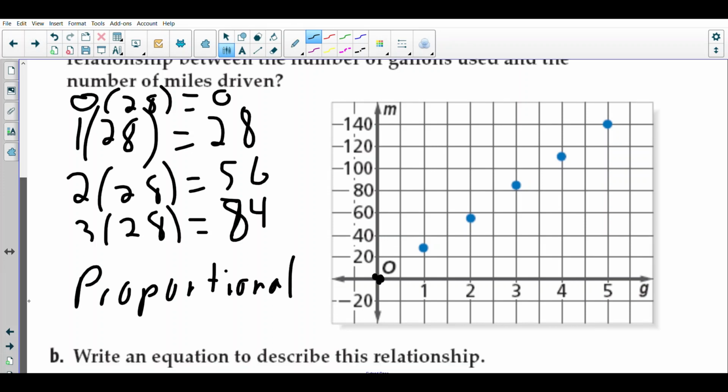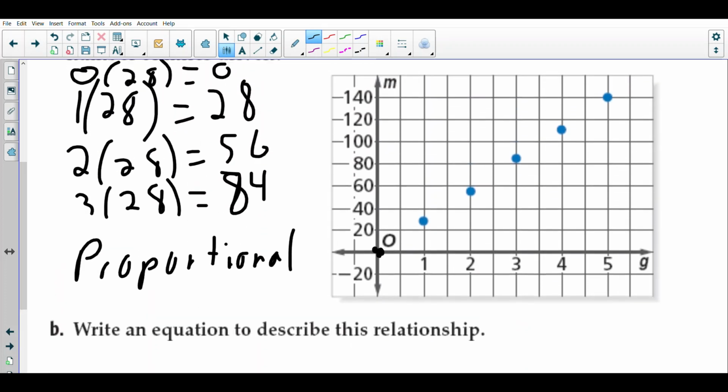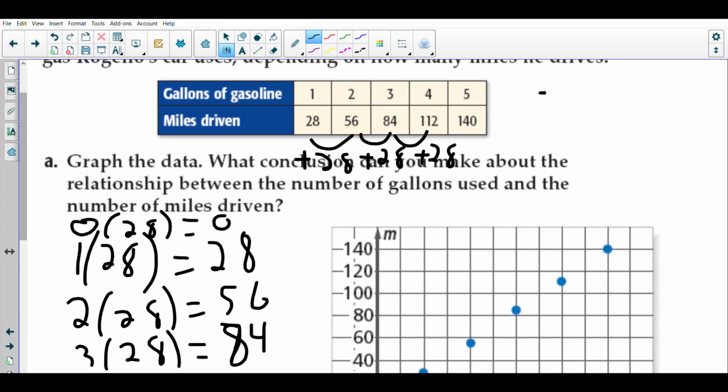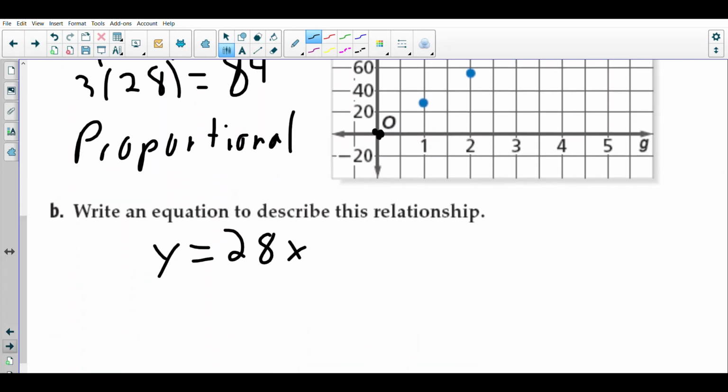Okay. Write an equation to describe this relationship. If we're just following that pattern of 0, 28, 56, 84, it looks like we have y equals 28x, the constant, because I'm always multiplying by x. I'm taking this top value and multiplying by 28, and I'm ending up at the miles driven every time. So I have a proportional relationship.